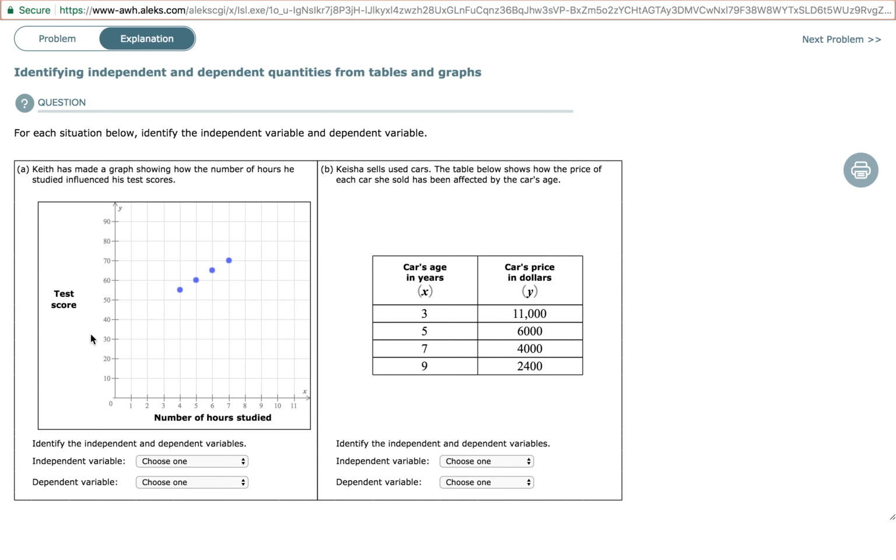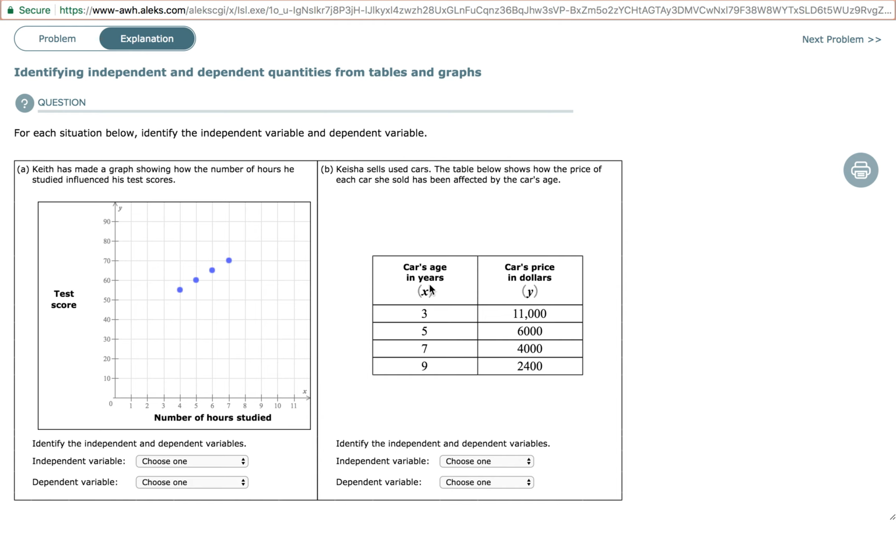First, you want to ask yourself, does the test score depend on the number of hours studied? Or do the number of hours studied depend on the test score? Correct. The test score depends on the number of hours studied. Therefore, the test score is the dependent variable and the number of hours studied is the independent variable.